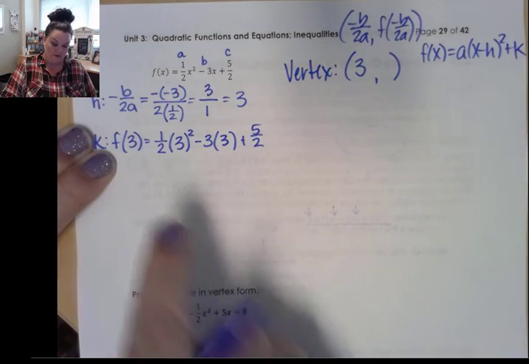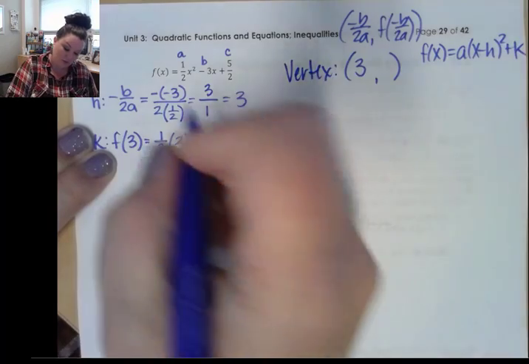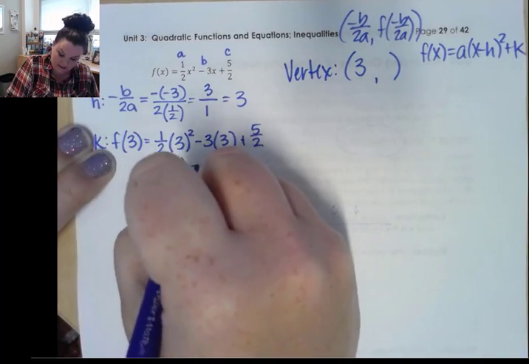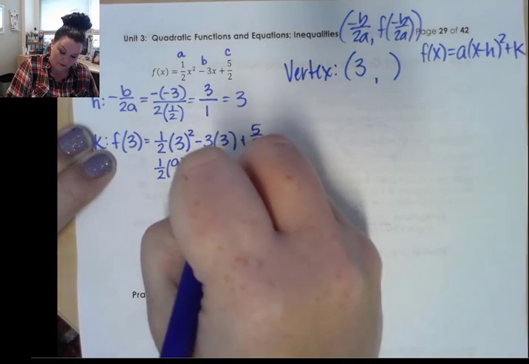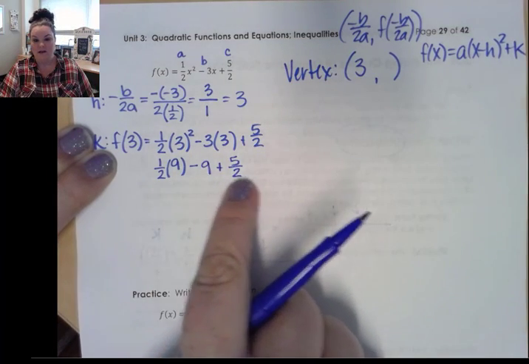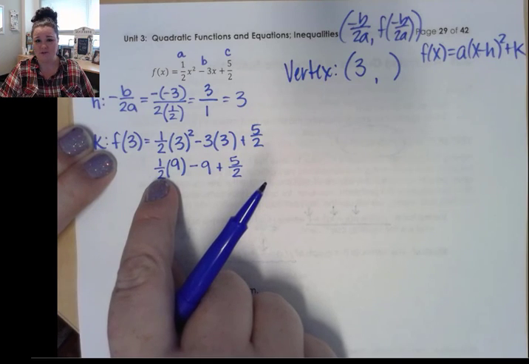Okay? So on this first one, I do the exponent first. So 3 squared gives me 9. So I have 1/2 times 9. Negative 3 times 3 gives me a negative 9. And then I have 5/2. So when I look at this, when I multiply, half of 9 doesn't come out pretty, right? It's like 4.5 or something. And I don't want to do decimals.